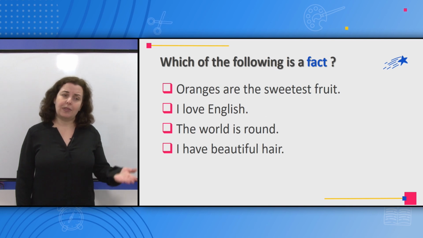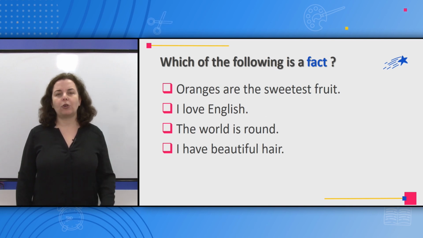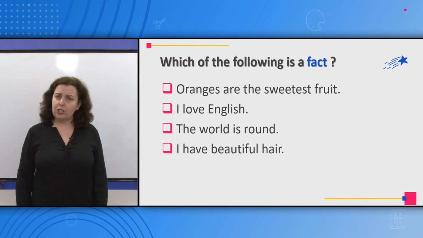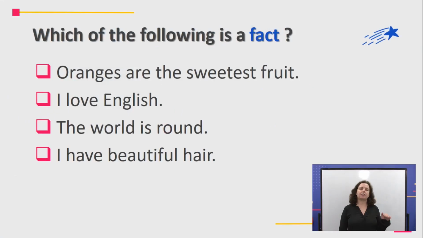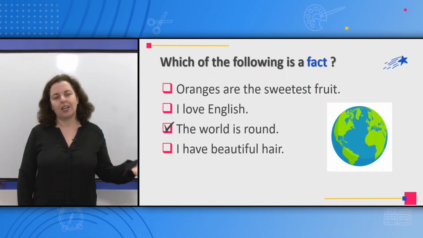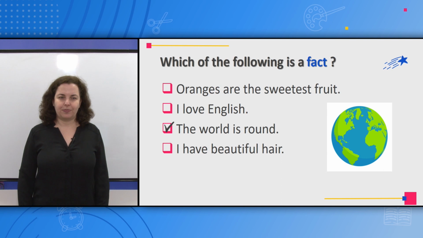Now let's look at these sentences. Which of the following is a fact? Oranges are the sweetest fruit. Sentence number 2. I love English. Number 3. The world is round. Number 4. I have beautiful hair. Which one is a fact here? Of course, the world is round.